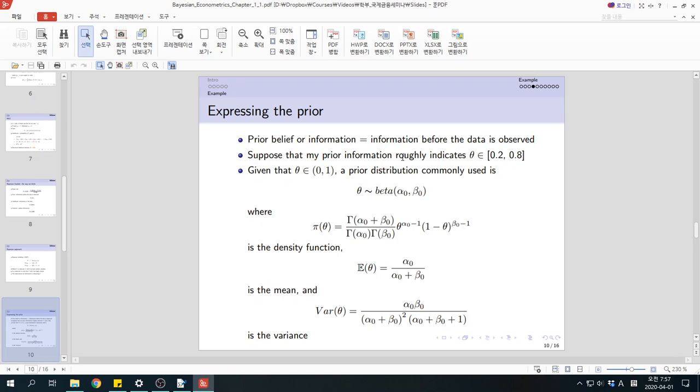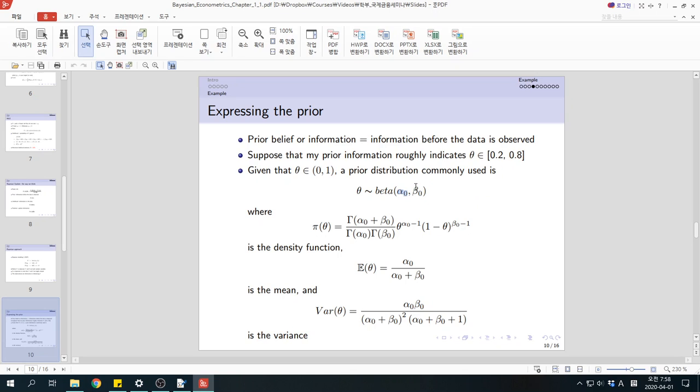So how do we specify our prior belief using a particular distribution? One popular distribution for such a variable between 0 and 1 is the beta distribution. The beta distribution is defined by two parameters, alpha 0 and beta 0. And this is the density function of the beta distribution. And this is the gamma function, which is not important at all. This is just a function of alpha 0 and beta 0. The point is that alpha 0 and beta 0 are chosen by yourself, okay?